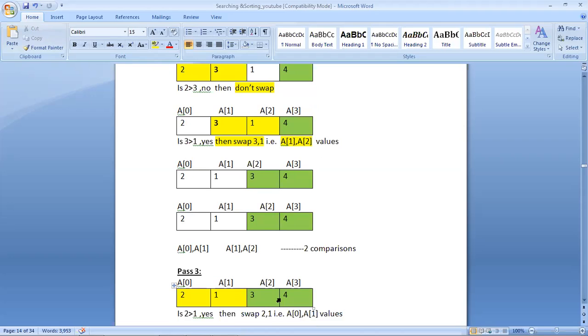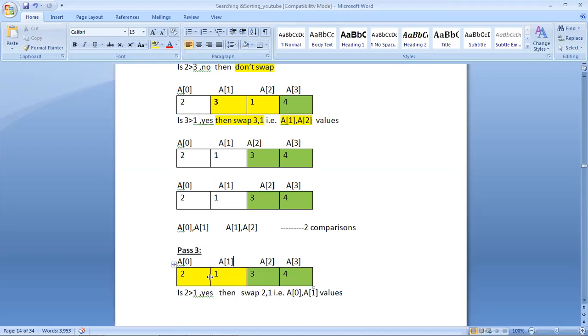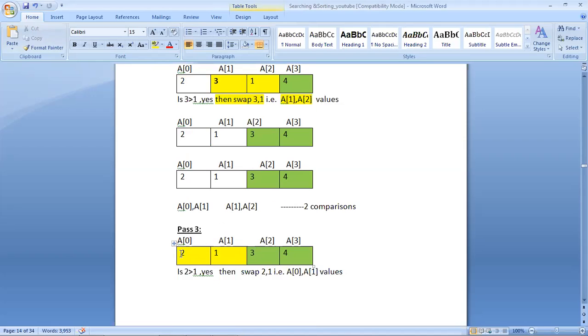Now observe pass 3. What will happen during pass 3? The output of pass 2 is 2, 1, 3, 4. Continue with the same values in the array. We already know that the last two values are in their correct positions. Now two values are left, 2 and 1, that is the first adjacent pair of elements.